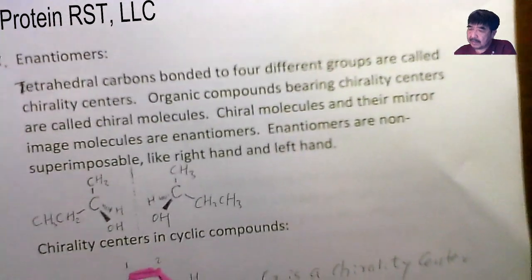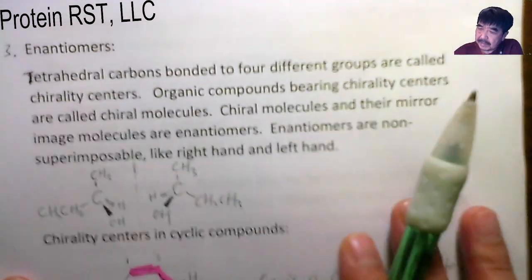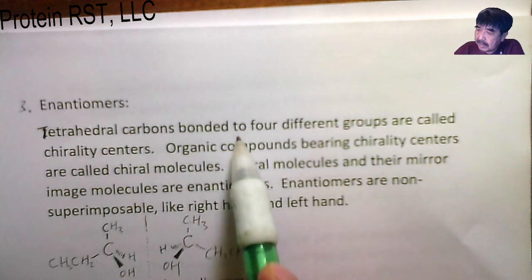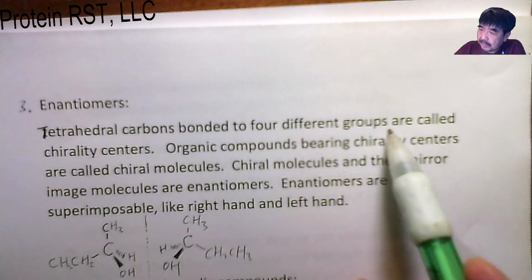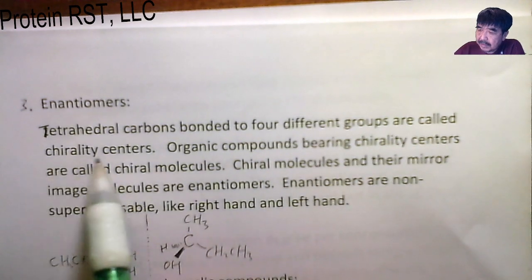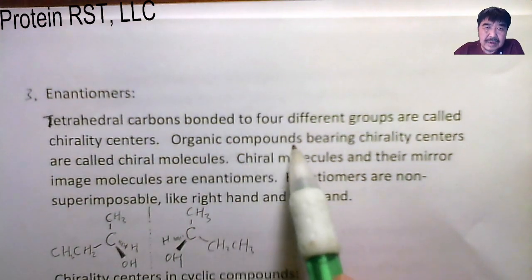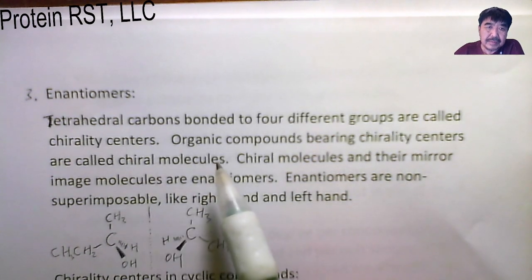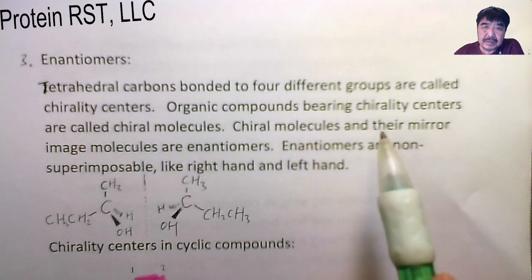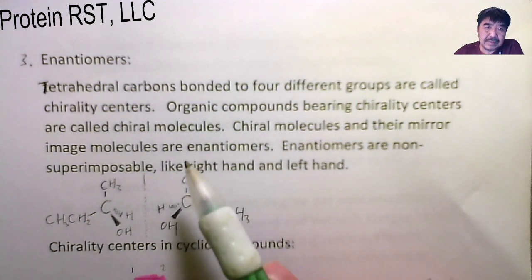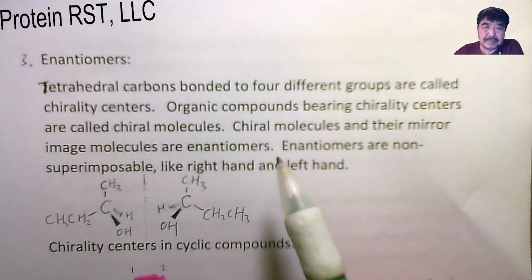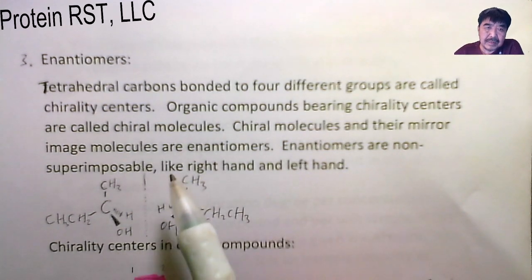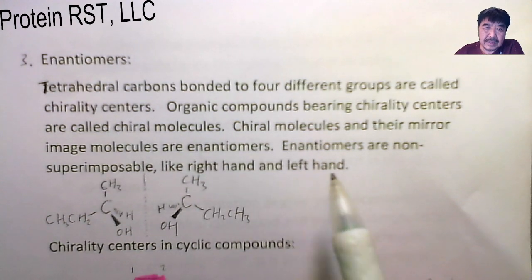The next type is called enantiomers. Tetrahedral carbons bonded to 4 different groups are called chirality centers. Organic compounds bearing chirality centers are called chiral molecules. Chiral molecules and their mirror image molecules are enantiomers. Enantiomers are non-superimposable, just like a right hand and a left hand.